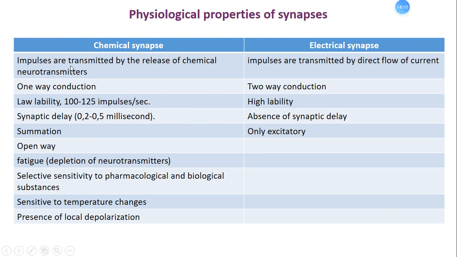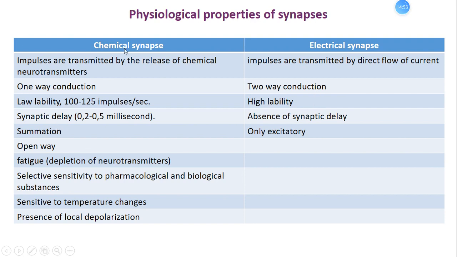In chemical synapses, impulses are transmitted by the release of chemical neurotransmitters, and in electrical synapses they are transmitted by the flow of current ions. Chemical synapses can only conduct one-way conduction: the impulses can only be conducted from the presynaptic neuron to the postsynaptic neuron. In electrical synapses it is two-way conduction, because there are no presynaptic terminals and postsynaptic receptors. Again, the lability of chemical synapses is very low, and in electric synapses the lability is high.